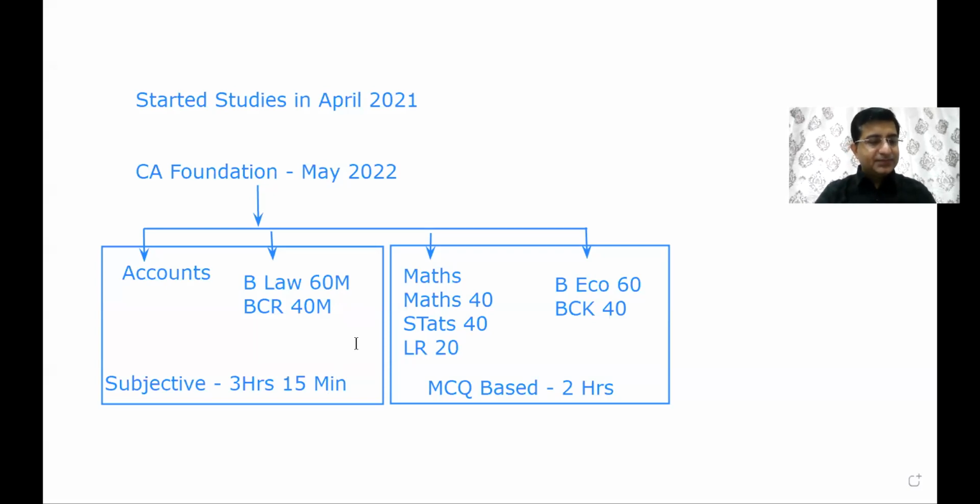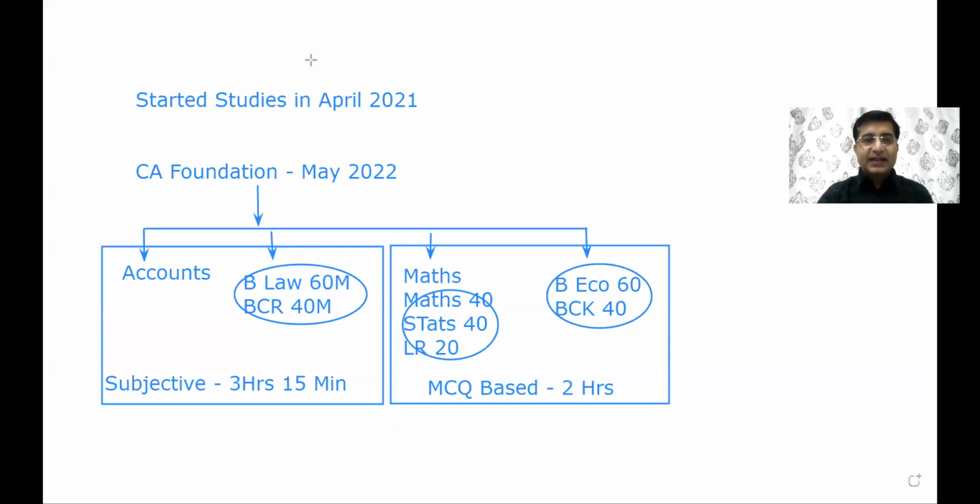The next point that we have is that the paper of accounts is for full 100 marks. The paper of law is for 60 marks, BCR is for 40 marks. Now, even though the papers are divided into the subjects, it does not mean that the passing criteria is also divided. Passing criteria is for the whole paper. You have to pass in this whole paper. You're not supposed to pass only in the respective subjects, right?